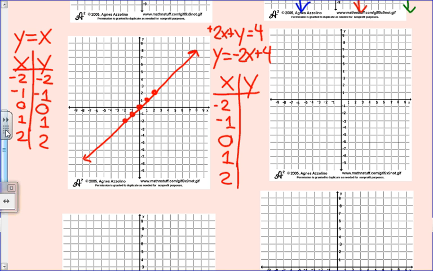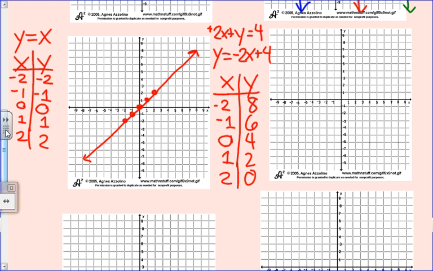This is why I had you set it up in this form, so that when you plug it in, the answer that you get, you can write it. So here we go. Negative 2 times negative 2, we talked about this one, positive 4, plus 4. Negative 2 times negative 1, positive 2 plus 4. Negative 2 times 0, plus 4. Negative 2 times 1, negative 2 plus 4. 8, 6, 4, 2, 0. Negative 2 times 2, negative 4 plus 4.